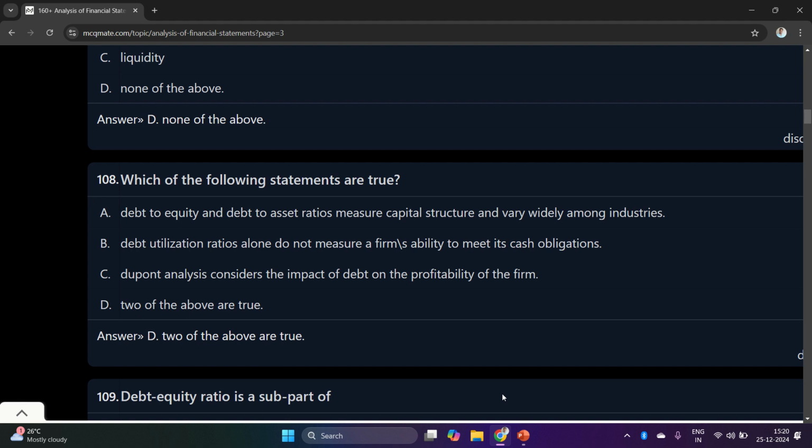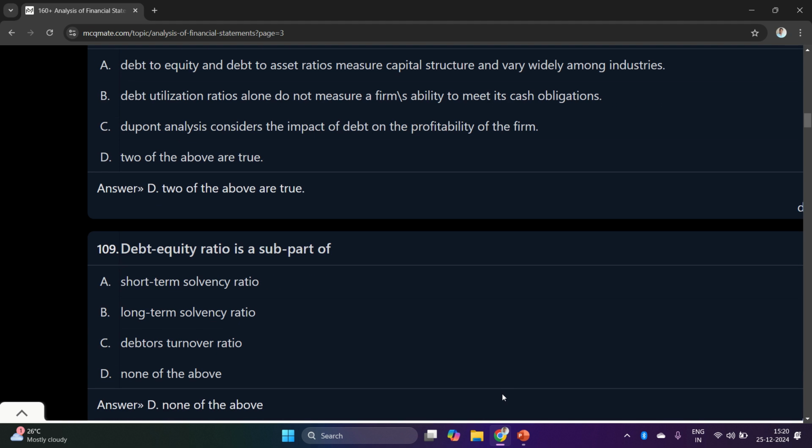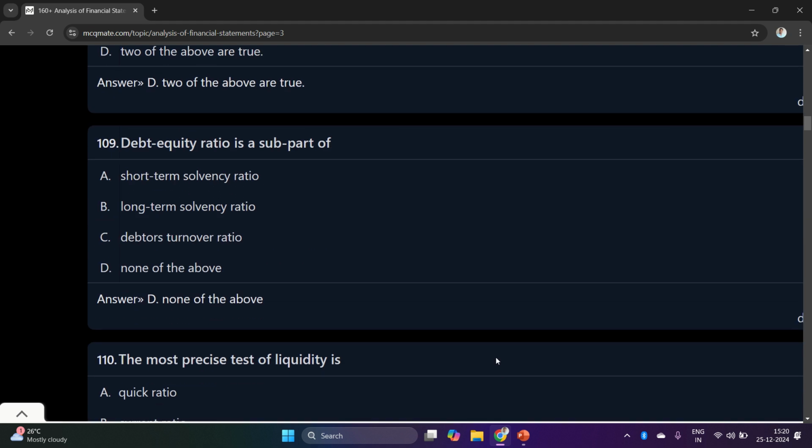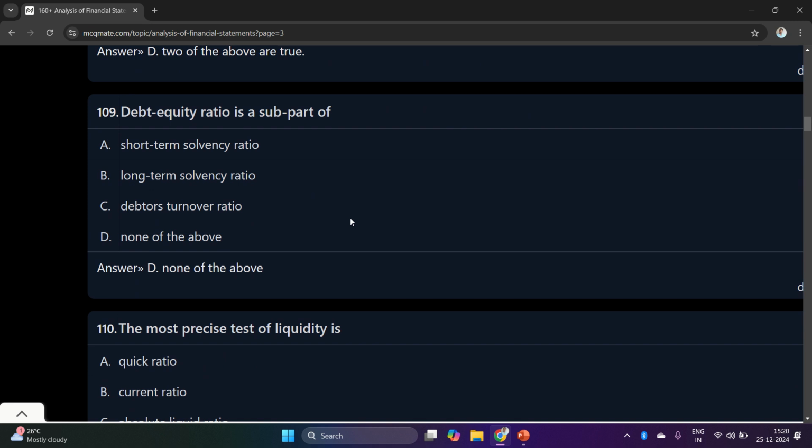Debt to equity and debt to total assets measure capital structure and vary widely among industries. Debt utilization ratios alone do not measure a firm's ability to meet its cash obligations. Analysis considers the impact of debt on profitability. Capital structure and debt utilization alone do not measure a firm's ability to meet its cash obligations. Debt equity ratio is a subpart of the long-term solvency ratio.